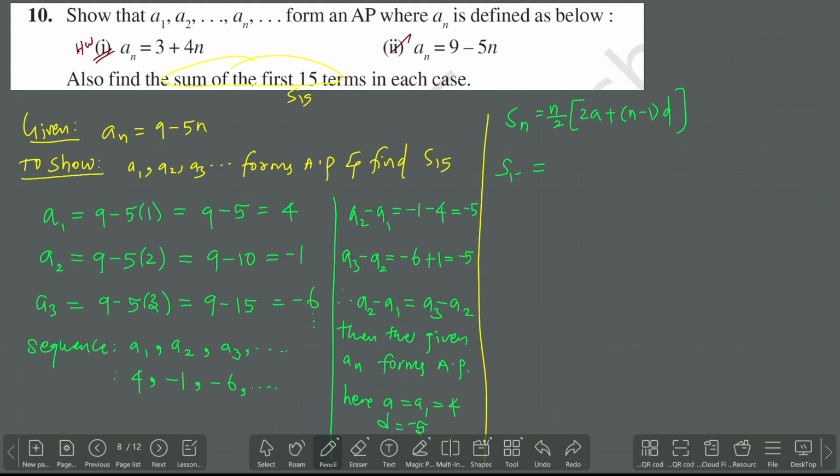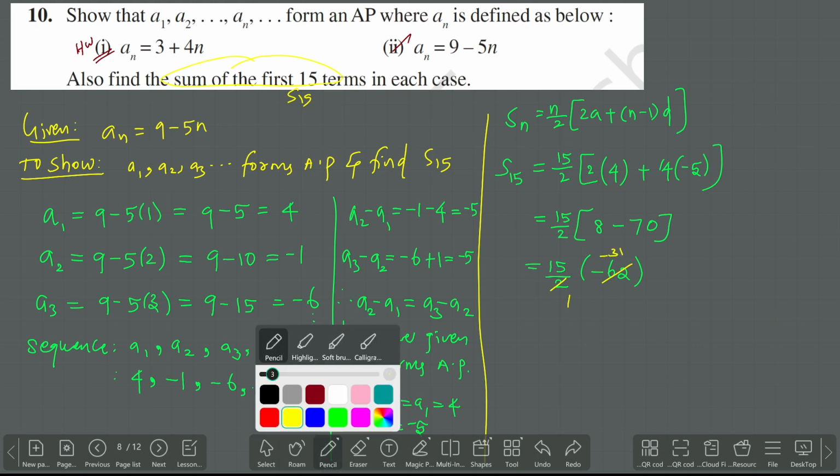15 terms they said, then S15 is 15 divided by 2, 2 times a value, a value 4, plus 15 minus 1, 14, multiply d value minus 5. Simplify this, then what am I getting? 15 divided by 2, 4 2s are 8, plus into minus, minus, 14 5s are 70, right, subtract. So 15 divided by 2, what am I getting? Minus 62. When I cancel, what am I getting? Minus 31.